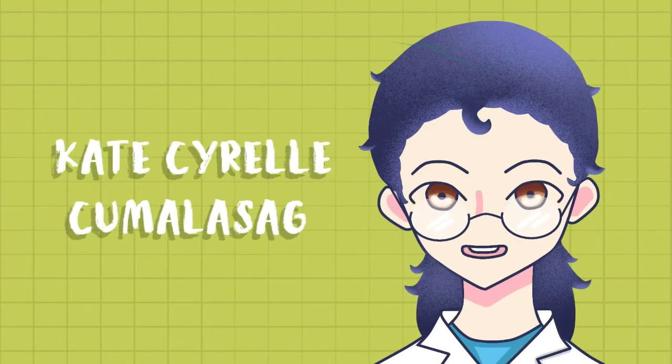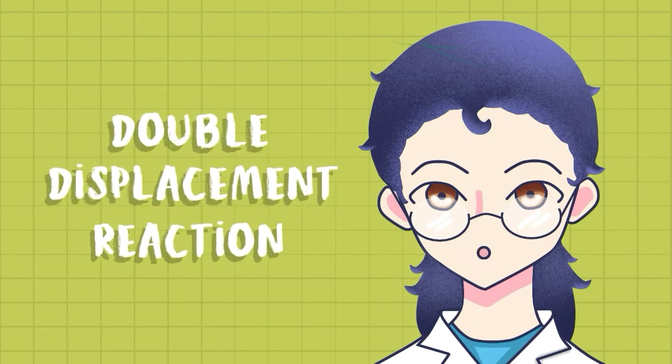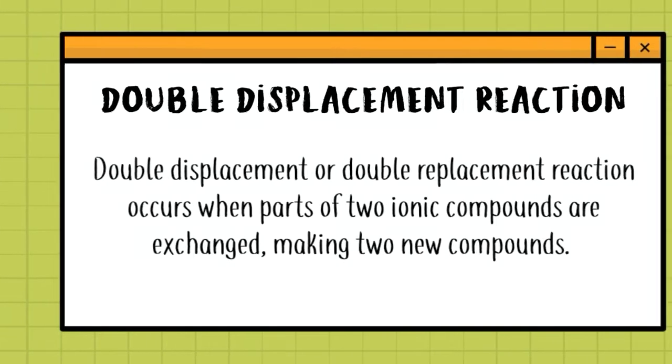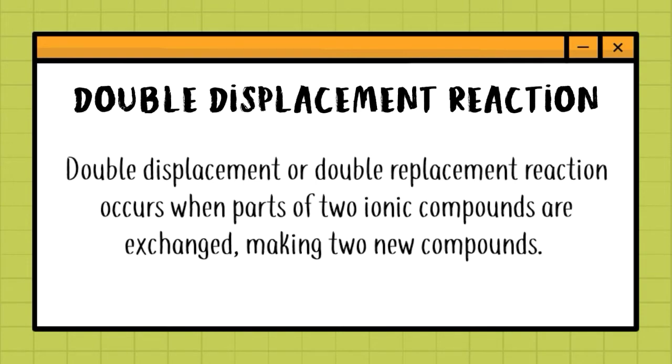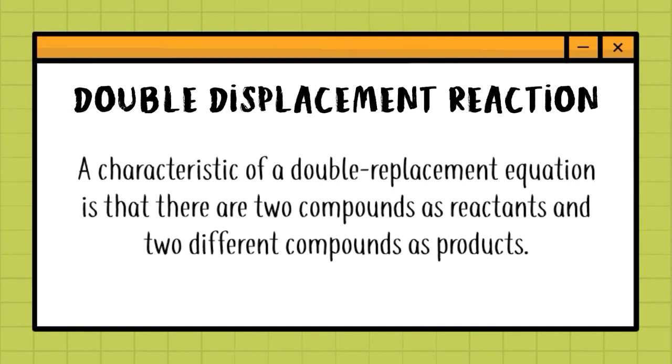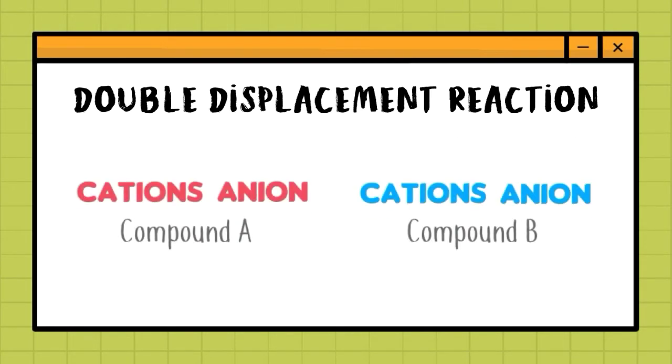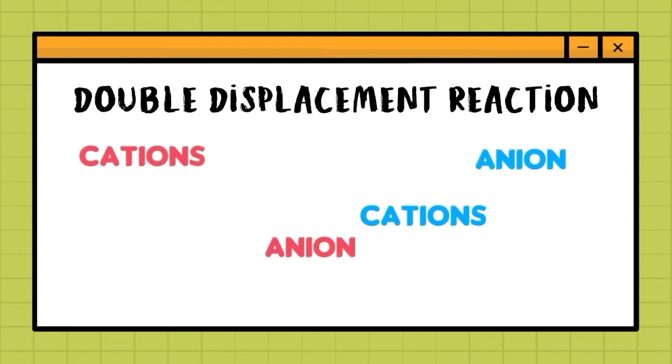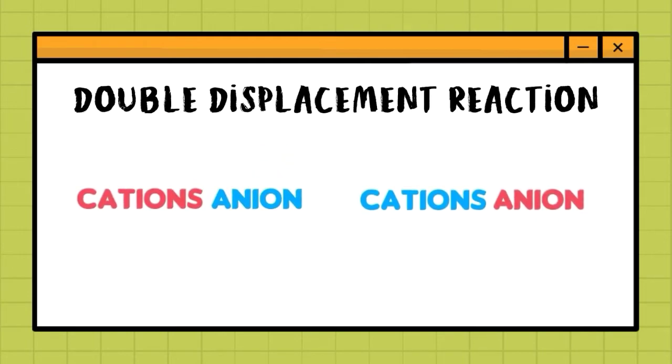Another type of chemical reaction that allows us to predict what products the reaction will be is the double displacement reaction. Double displacement or double replacement reaction occurs when parts of two ionic compounds are exchanged, making two new compounds. A characteristic of a double replacement equation is that there are two compounds as reactants and two different compounds as products. In a double replacement or double displacement reaction, the cations and anions of two compounds switch places.